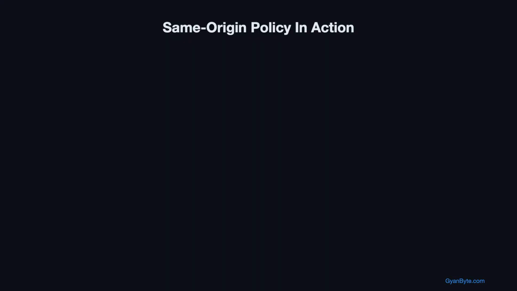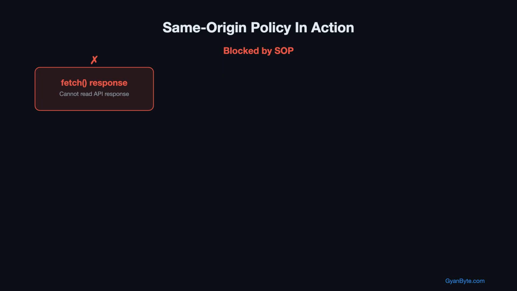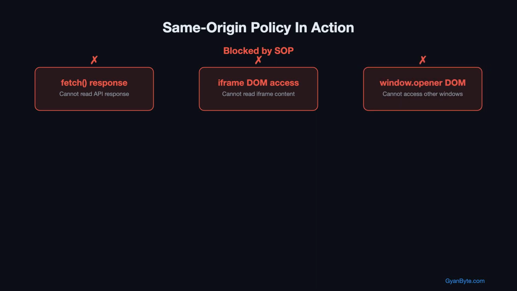So what does the same origin policy actually block? When JavaScript on page A tries to read a response from page B, and they are different origins, the browser blocks it. A fetch call to another domain? Blocked. Reading an iframe's content from a different origin? Blocked. Accessing another window's DOM? Blocked.